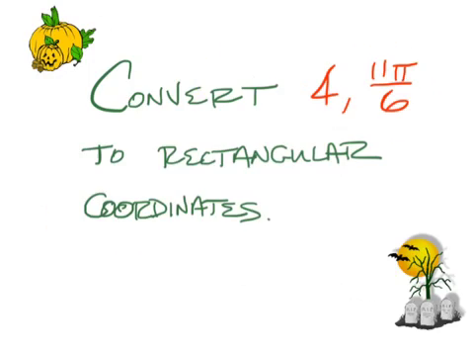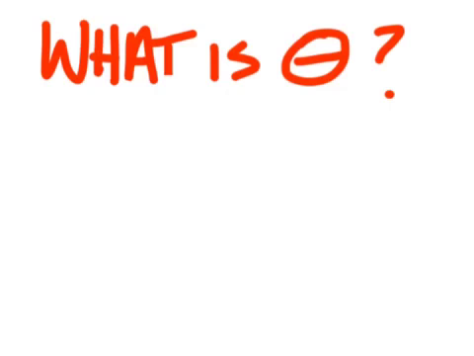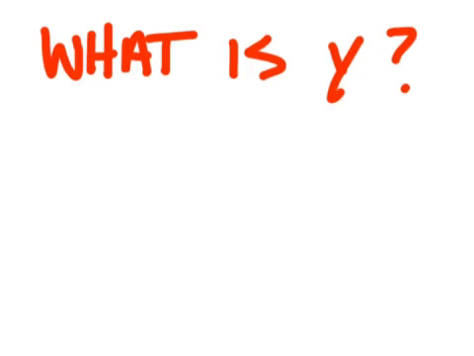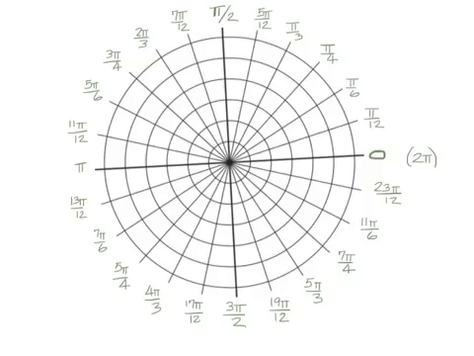Convert 4 and 11 pi over 6 to rectangular coordinates. Now, we'll try to take it a step further on this. Remember 4 and 11 pi over 6. What is theta? Next, what I need is the value of x. I need the value of x. Find the value of y.